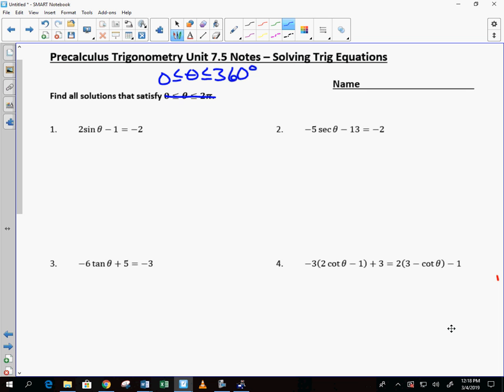Problem number 1: 2 sine of theta minus 1 is equal to negative 2. We want to know what angle you would plug in for theta. So does it say 2 sine of 50 degrees minus 1 is equal to negative 2? And what is that theta value?